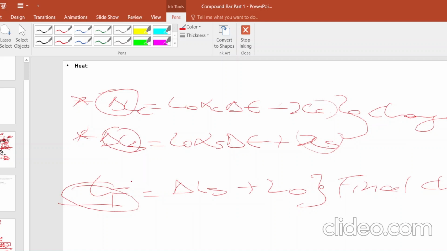Then I will post the applications of the formulas that we spoke about.